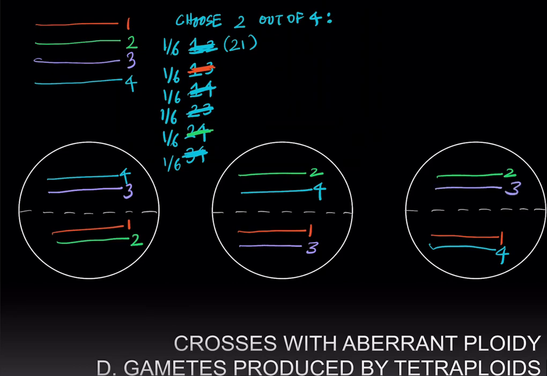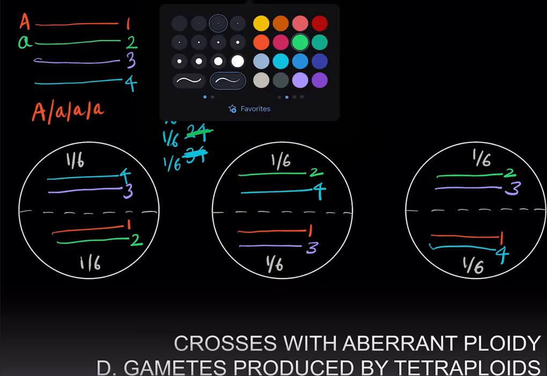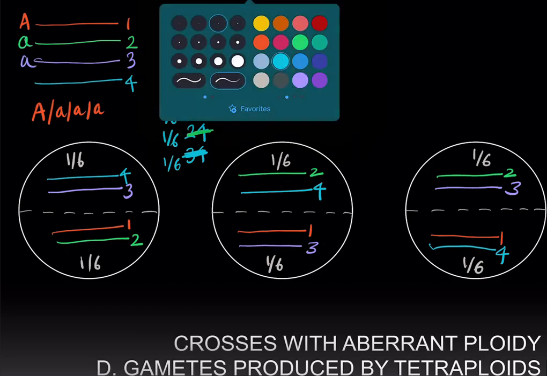And all of these possibilities are equally likely. So there's 1/6, 1/6, 1/6, 1/6, and 1/6. Now, let's say that this tetraploid had a genotype big A, little a, little a, little a. And that means I could say this chromosome is a big A and everything else is a little a, little a, and little a.